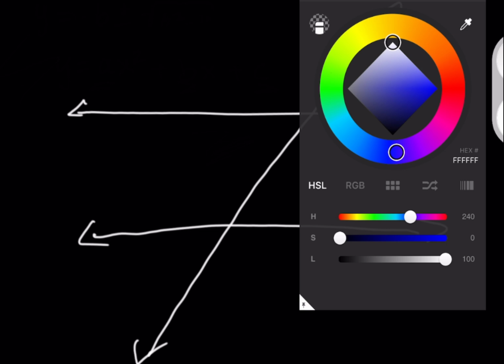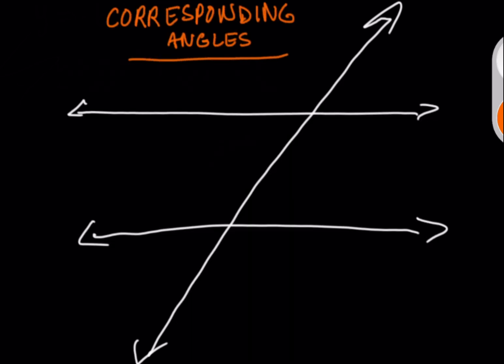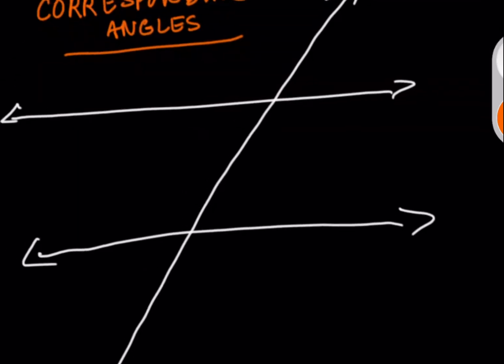Now back to the transversal. We just learned about vertical and adjacent angles, and that's going to further help you when you're learning the kinds of angles on a transversal. These have a few different kinds of angles that you need to know because it will help you figure out the missing measurements. So here we've got the corresponding angles. This is the first one.